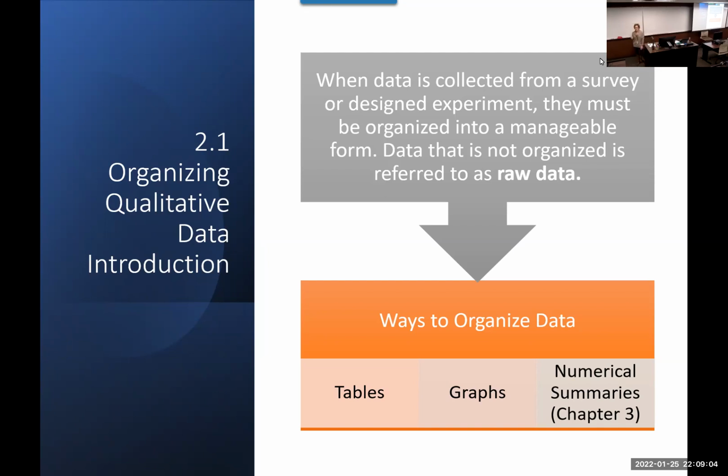Now, the other thing you want to understand here is we have this term called raw data. StatCrunch just calls it data. We call it typically raw data. Raw data would be just a list of the data that you collected and you haven't done a single thing to it. Okay?